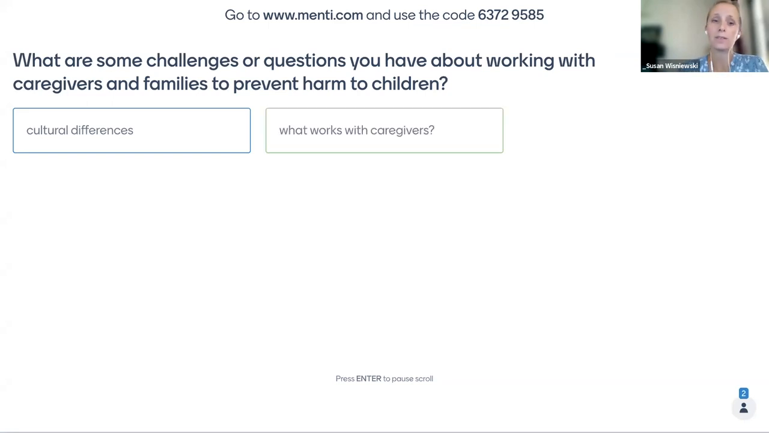Okay, a first one on cultural differences. That's a very good question. How can we adapt things for different contexts? What works with caregivers?